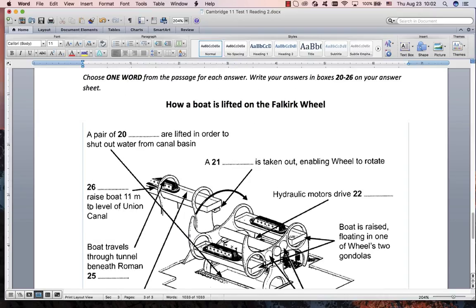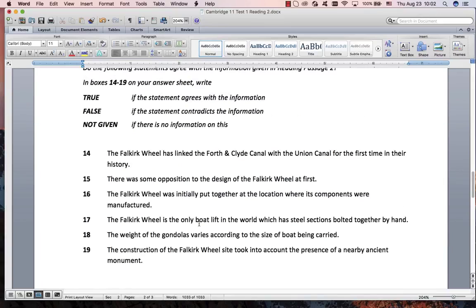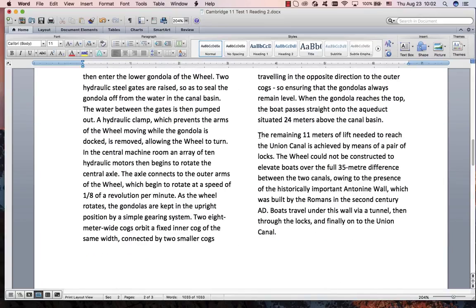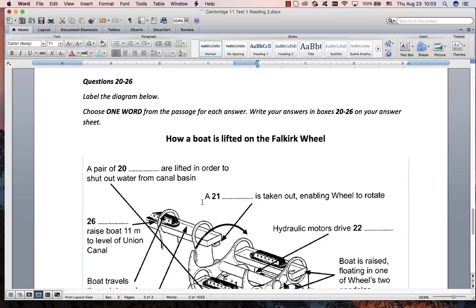Finally, 11 meters to the level of Union Canal. So they have gone back. You see, they always do it once. I don't know about always, but in all of the diagrams I've seen, they go in order, and then with one of them, they jump back. So there's our 11 meters. There's Union Canal. What do we want? Again, the grammar helps us. This is the main verb, raise. It's not raises, it's raise.